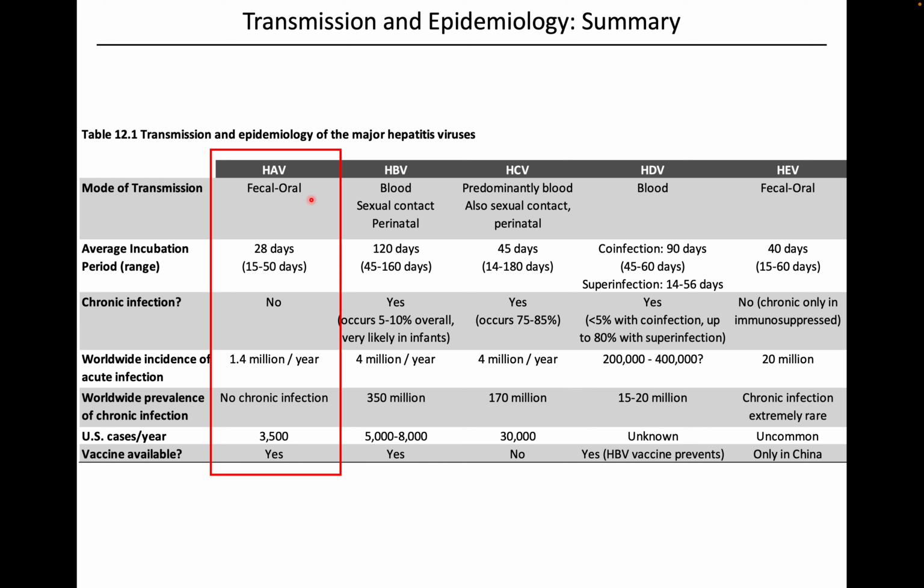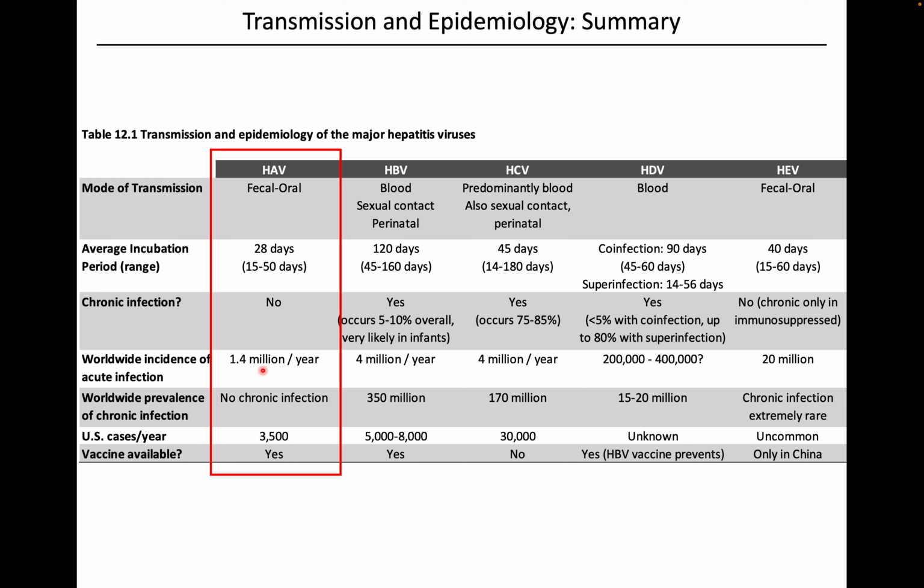And as you can see from the table, this is primarily fecal oral transmission, right? So due to poor personal hygiene, or in developing parts of the world that do not have proper waste disposal. In terms of the incubation period, it's about a month on average. As we said, typically you don't get chronic infections with hepatitis A. We have this distinction in the table between acute and chronic infections. An acute infection is going to be any infection that lasts, I believe, 6 months or less, whereas a chronic infection is more than 6 months.